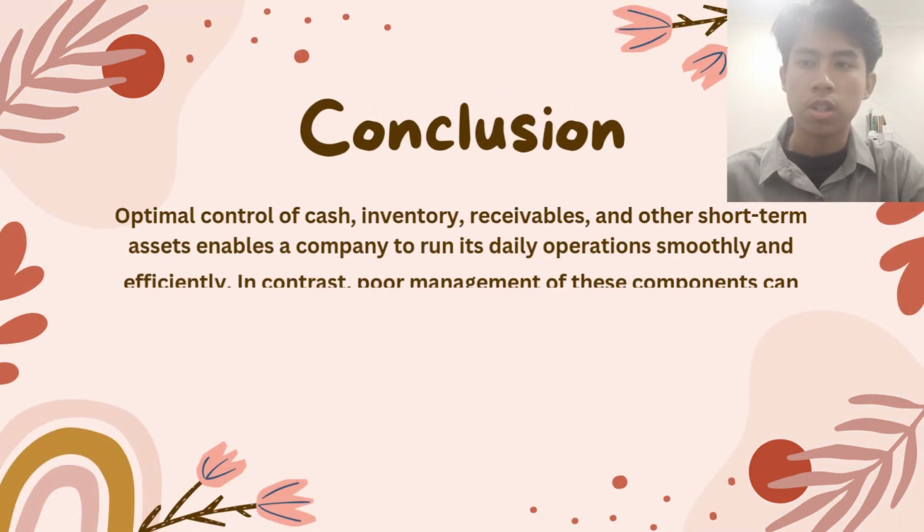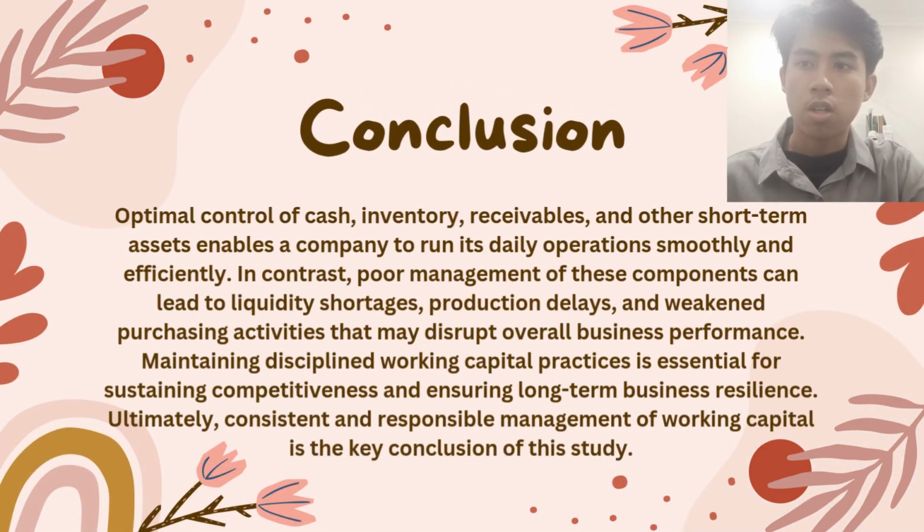Next, we came to conclusion. For conclusion, optimal control of cash, inventory, receivables and other short-term assets enables a company to run its daily operations smoothly and efficiently. In contrast, poor management of these components can lead to liquidity shortages, production delays, and weakened purchasing activities that may disrupt overall business performance.